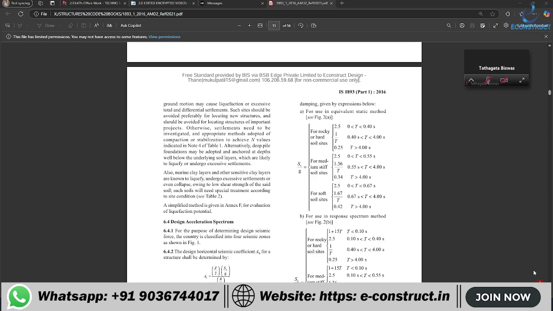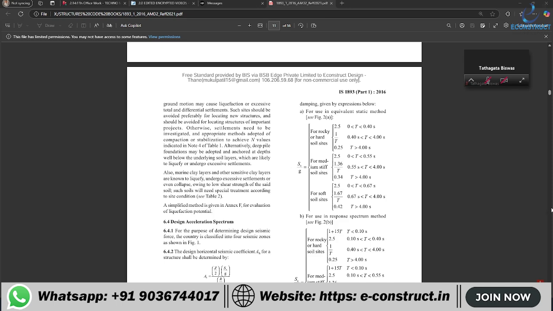Otherwise, settlements need to be investigated and appropriate methods of compaction or stabilization adopted to achieve N values indicated in note 4 of table 1. Alternatively, deep pile foundations may be adopted and anchored at depths well below the underlying soil layers which are likely to liquefy or undergo excessive settlements.